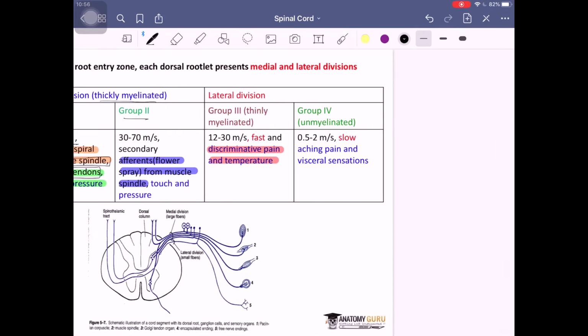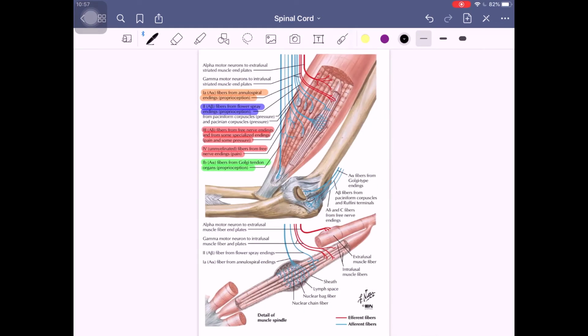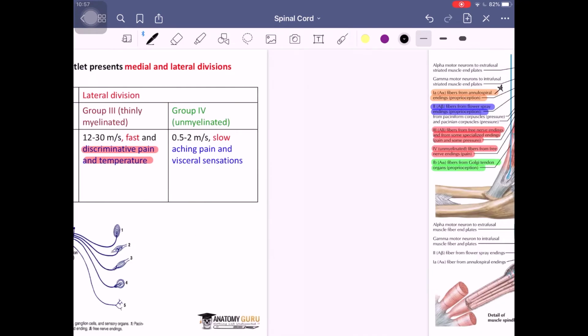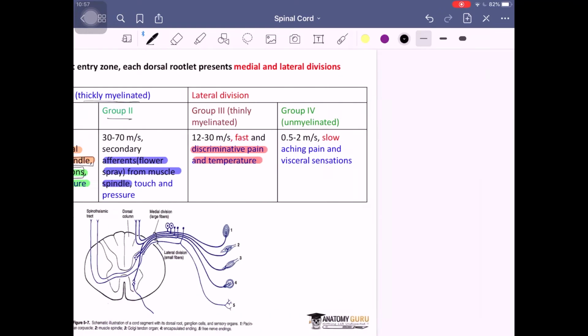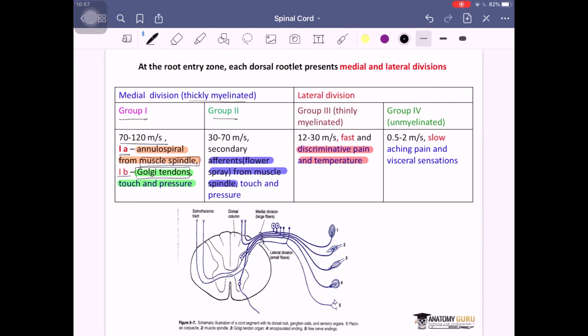So the same thing here, I already told this one. Here also you can see the color coding. Orange is here, this is the orange one, which I have already made. And then there is a green one. So this is the green one. These are the information which we have already discussed in the previous slide. So this is the information for your group 1 fiber, which is thickly myelinated.